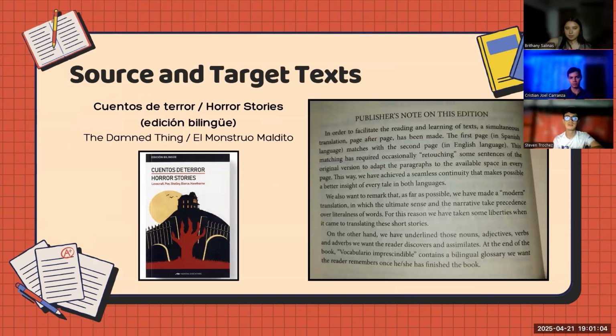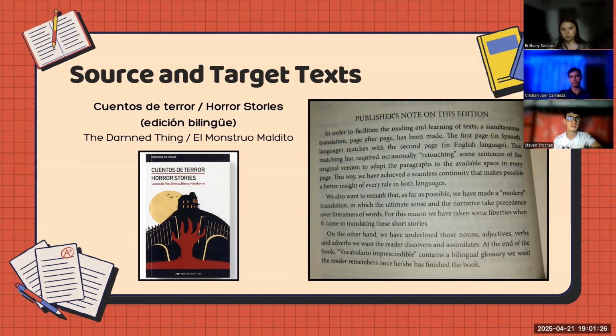Our source and target text come from a bilingual edition where the Spanish translation and original English version are printed on facing pages. The publisher's note explains that the translation was done simultaneously page by page and that some retouching of the original version was necessary to make the paragraph fit visually.